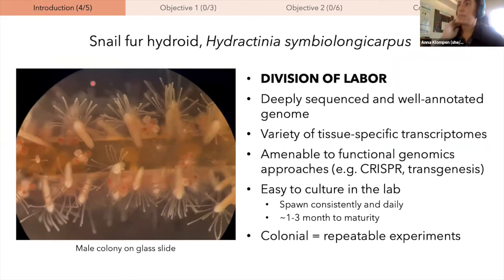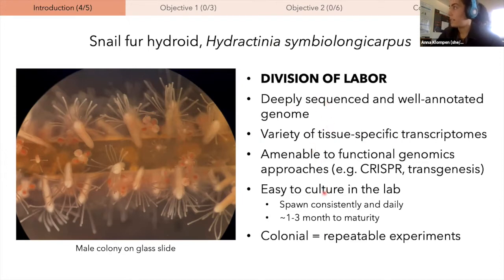So this is the species I'm going to be talking about, the snail-fur hydroid Hydractinia. Hydractinia symbiolongicarpus is the North American species. I should note that Hydractinia echinata, its sister in Europe, is also pretty well studied. Both of these have been studied for several decades, and because of the community that's been established working on Hydractinia, there's a lot of really nice genomic and molecular tool sets that we have, including a deeply sequenced genome, a variety of tissue-specific transcriptomes, and this species is actually pretty amenable to functional genomics approaches.